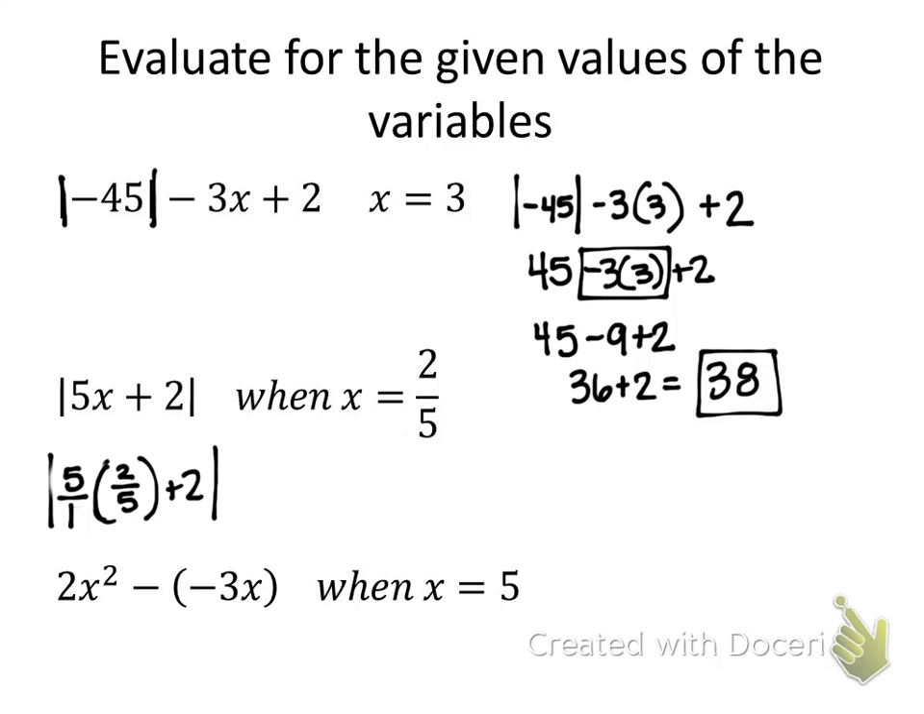Write 5/1 as a fraction. Then look, what can I do to these two fractions when I multiply them? Cancel out the 5s. They change to 1s. And then I do 1 times 2 is 2 over 1, which is 2. So now I have 2 plus 2. Look, that wasn't so bad. It came out to be a nice whole number.